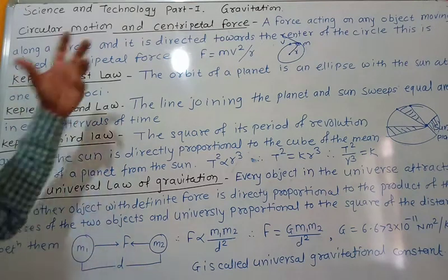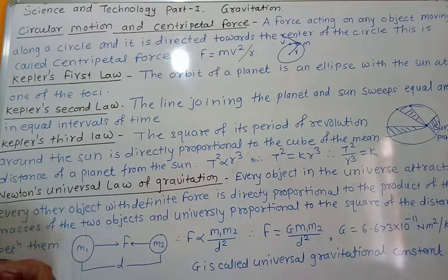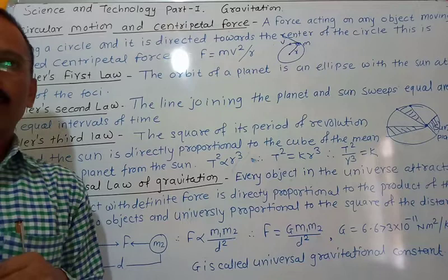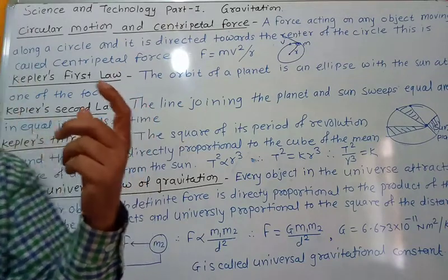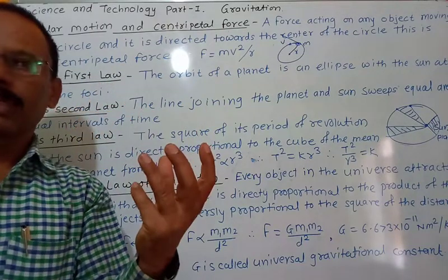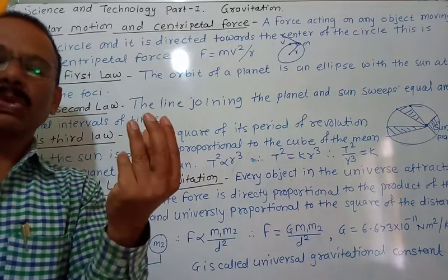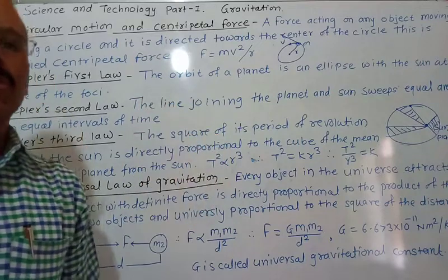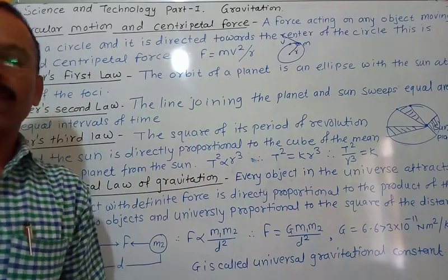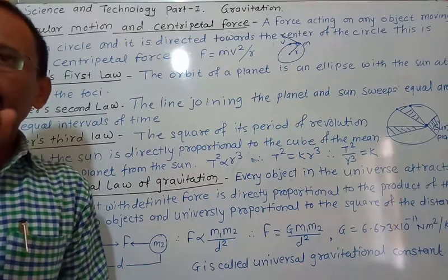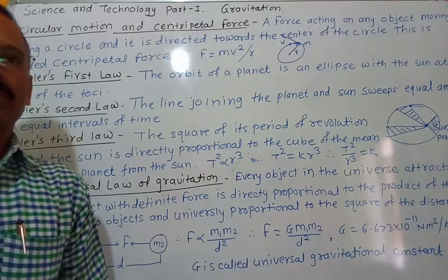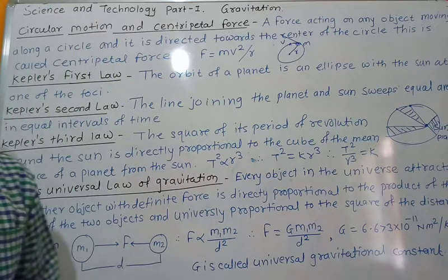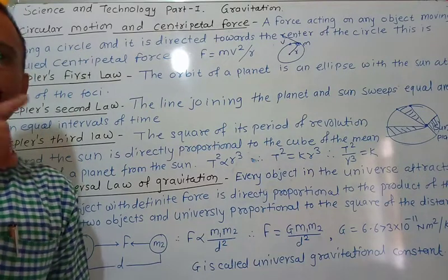Today we are going to see circular motion and the centripetal force. Suppose we take a stone, tie one end of a string to the stone, hold the other end of the string and start to revolve it in a circular manner. When that stone revolves in a circle, that motion is called circular motion. The stone is revolving in a circular path.